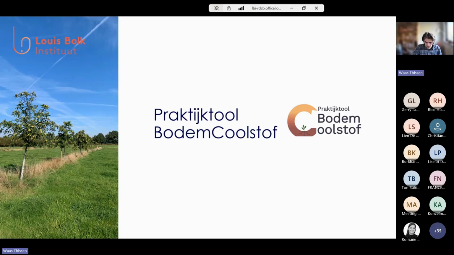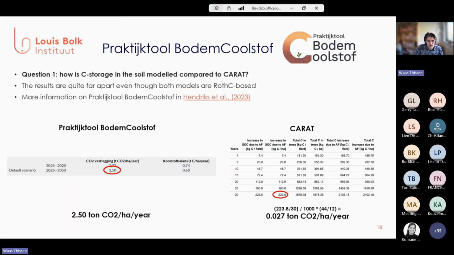The third one is the praktijkpoel bodemkoolstof. The question again was, how is carbon storage in the soil modeled compared to sHL? Again, the results are quite far apart. I would say this is the most extreme deviation, even though both of the models are THL based, so basically using the same computations. A little more information on this tool is described in this paper. It's an English version, so it's easy to understand for everybody.